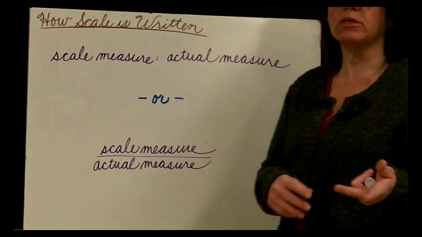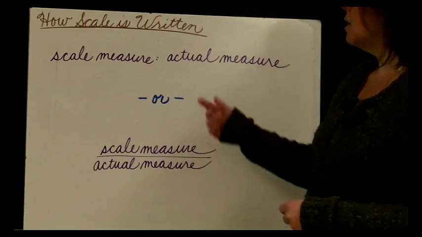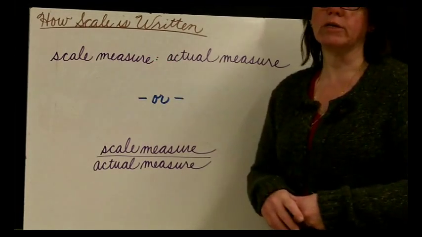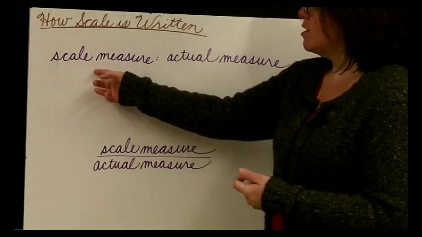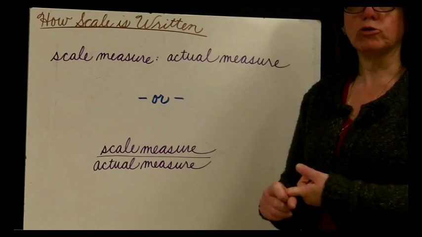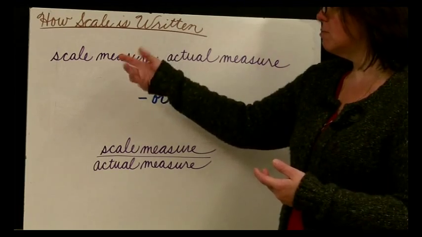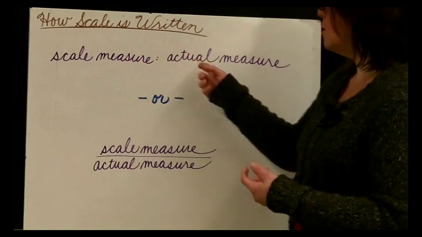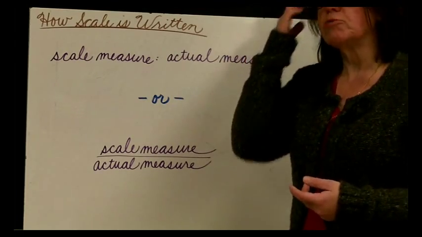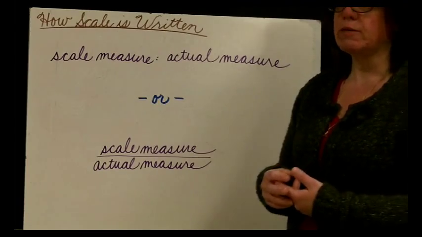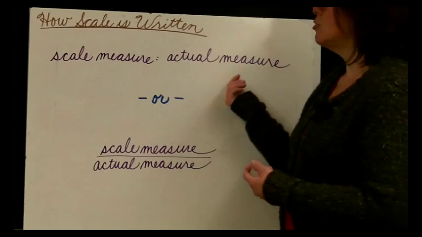There are 2 ways that you'll see scale written as we're working through this lesson over the next couple of days. The first way is here with a colon. The first number that you'll see in this ratio would be the measure of the scale, whether it be the scale drawing or a scale model. This measurement would be for the scale, and its ratio is to the actual measure, so the measurement of the real-life object, which means that the scale measure, your first number, is always going to be smaller than your second.